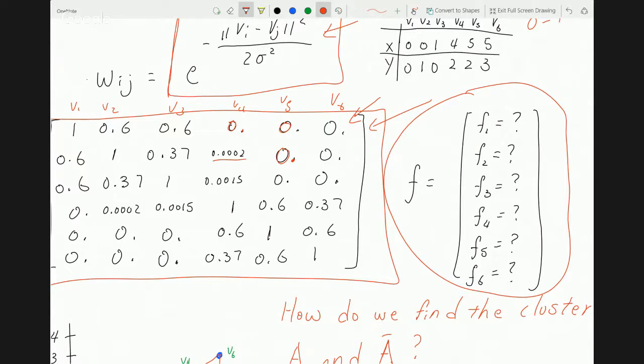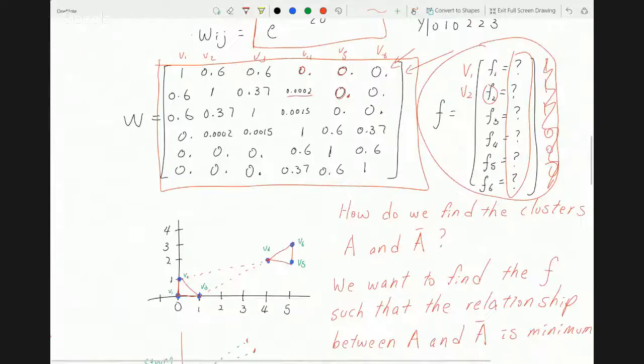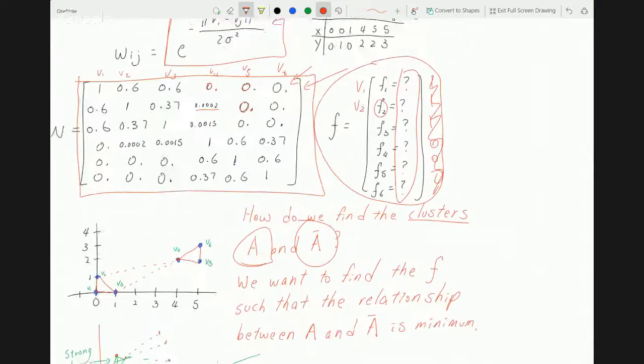We want to know what F1 is, what F2 is. F1 is the label for V1, F2 is the label for V2. And obviously from the previous example, we know it's 1, 1, 1, 0, 0, 0. But let's pretend we can't see it. So right now we don't know. So how do we find the clusters A and A naught?